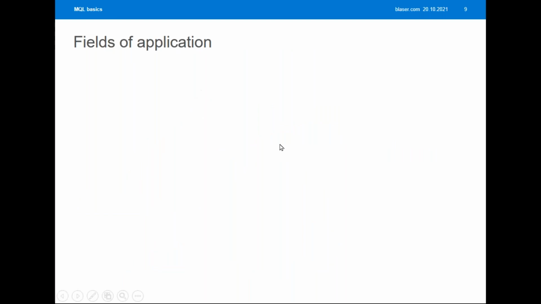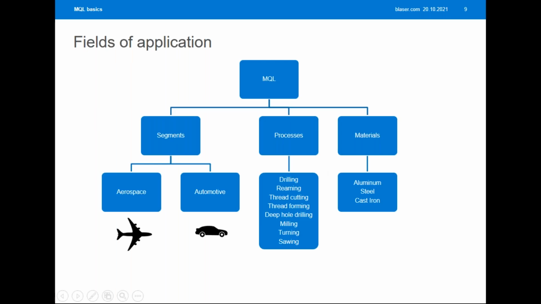The fields of application for the MQL, the main market, you can say, are the two segments, aerospace and automotive, where there are very high volumes produced. In the aerospace, it's mainly the structural parts, aluminum processes, various processes and materials, say mainly aluminum, steel, and cast iron. There are a few others I will come to in the next slide.